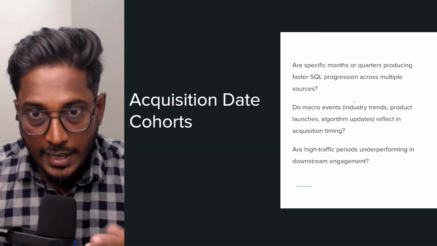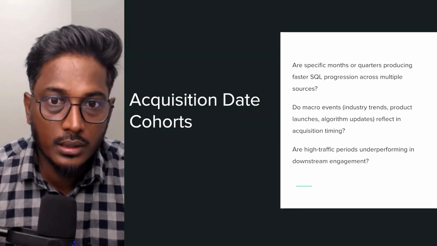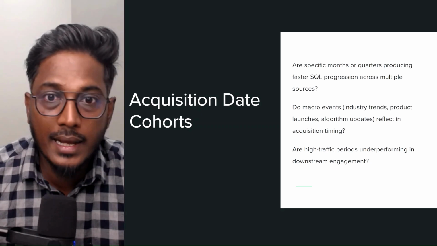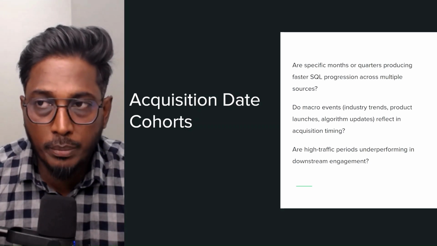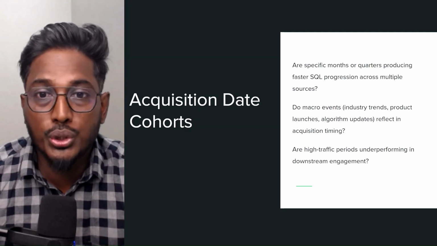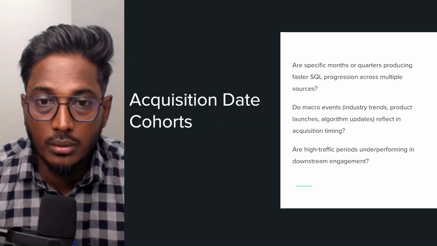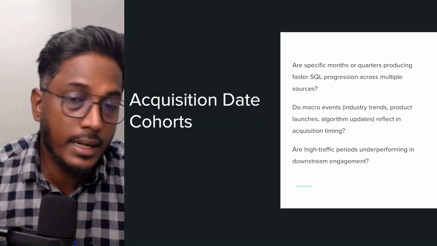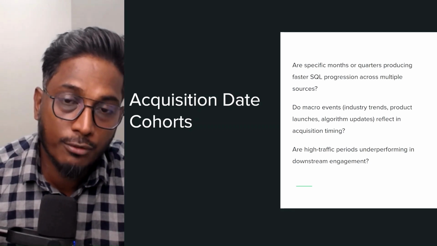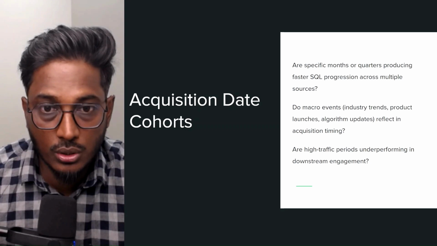Types of cohorts: you can segregate the acquisition date cohorts into multiple subdivisions, like cohorts from product launch periods, cohorts during algorithm updates, cohorts during market disruption, cohorts from seasonal search trends. So it would be really interesting to segregate these kinds of cohorts and see how your traffic is behaving, how your prospects are behaving.